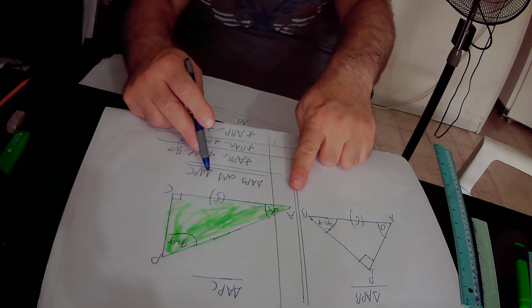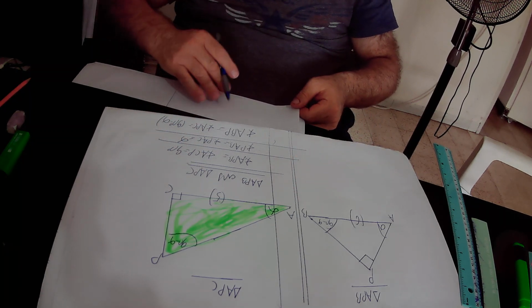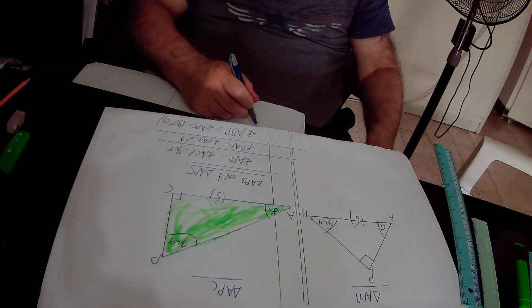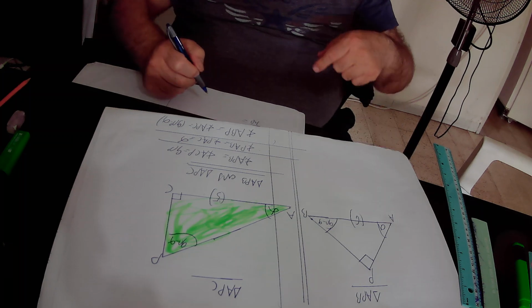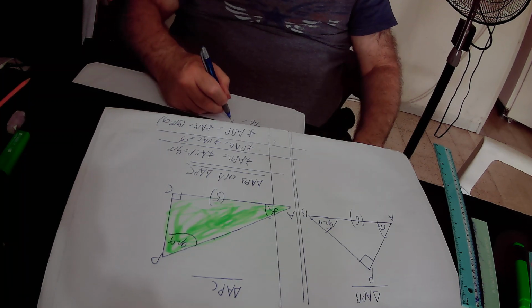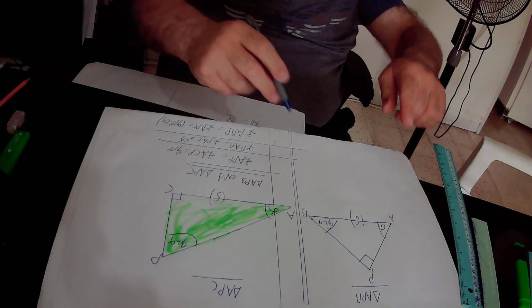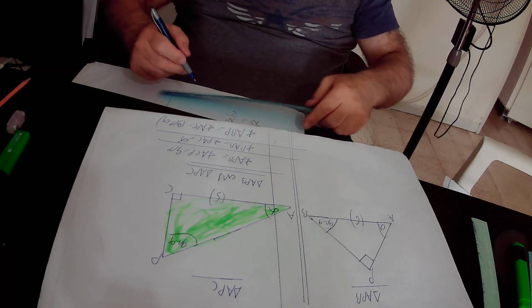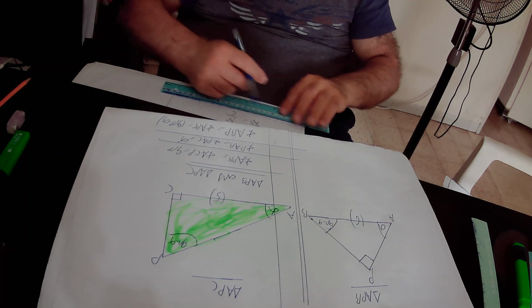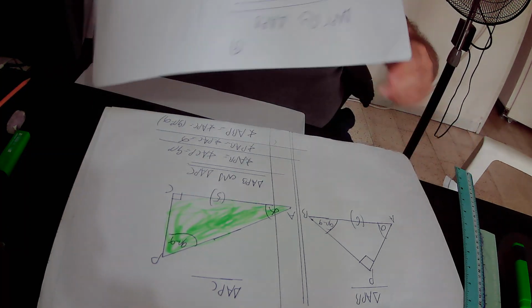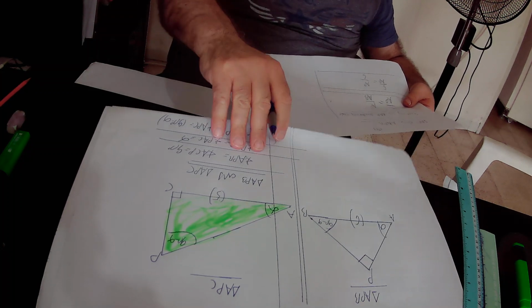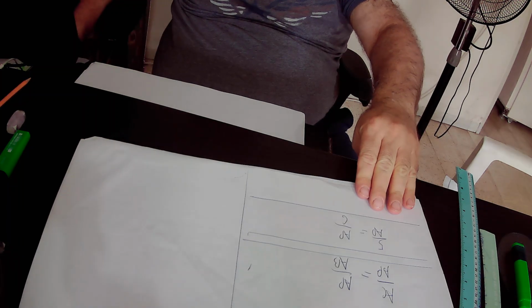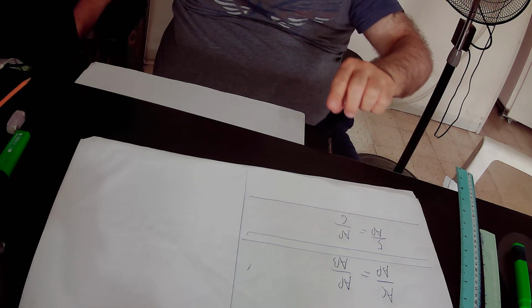AC equals 5 units in length, therefore we substitute AC by 5 over AP. AP is the missing side, so we leave it as it is. And it equals AP, again the missing side, so we leave it as it is, over AB. AB equals 6, so we substitute AB by 6. So in conclusion, we found out that 5 over AP equals AP over 6.